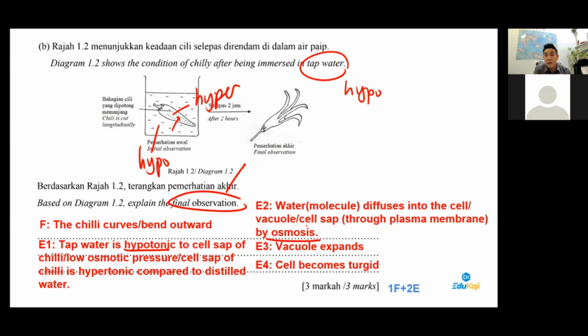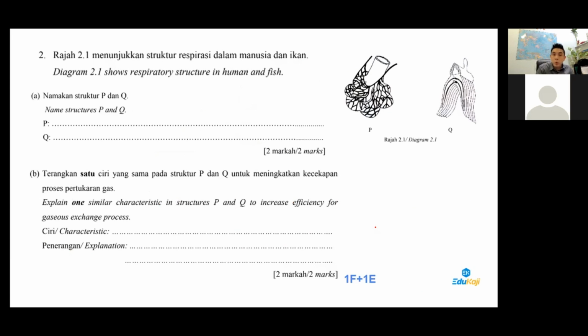Vacuole expands, cell becomes turgid. So anyway, the first point is very important. Guys, first point is very important. Same goes to the second point. So I would say that if I were you, I'll answer these 4 points. Yeah. All right. Next. Okay, moving on to question 2.